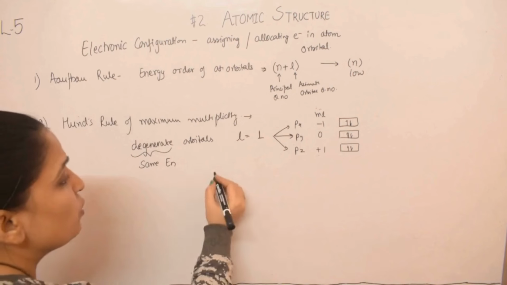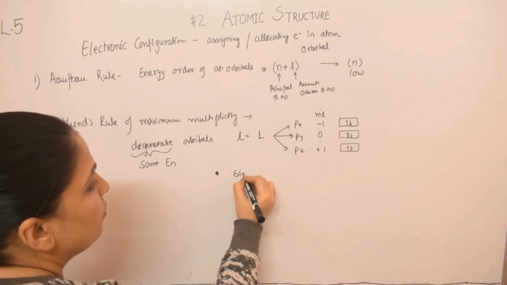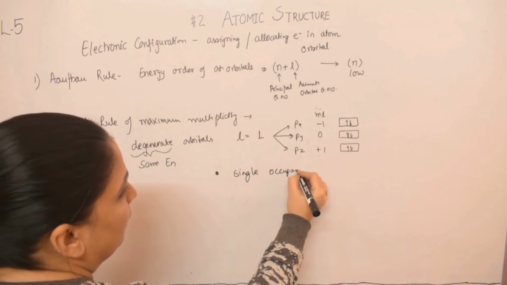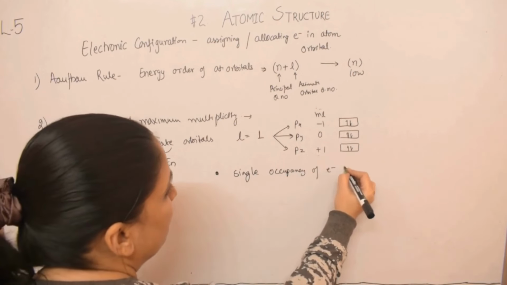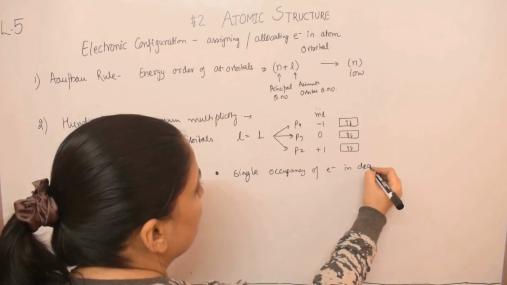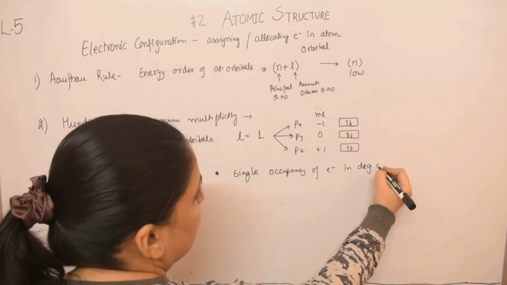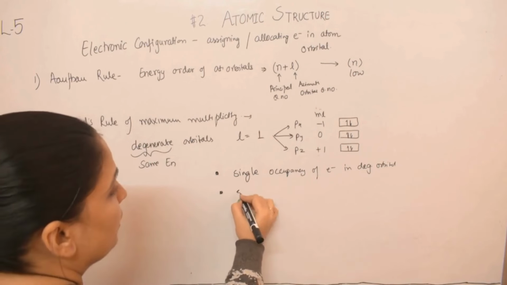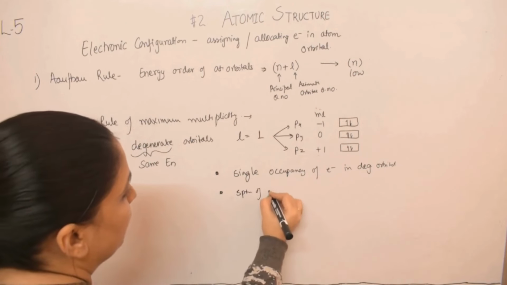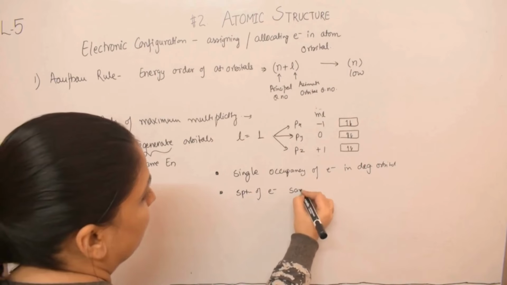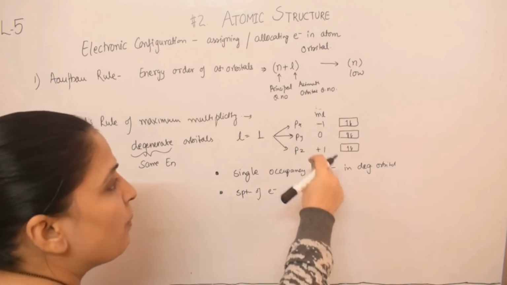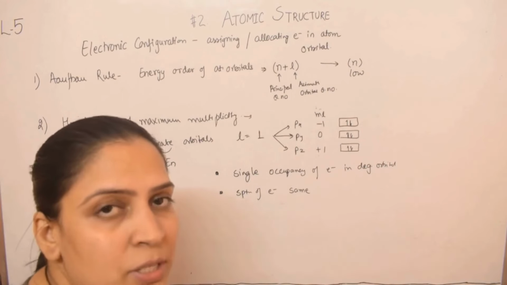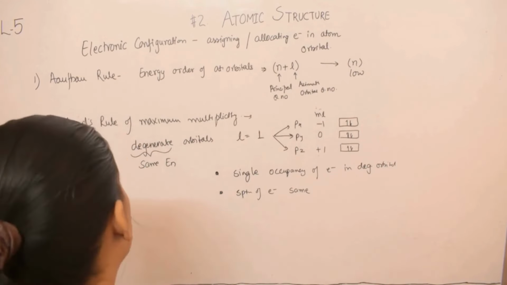So it has basically 2 rules. One rule is single occupancy of electrons in degenerate, or same energy, orbitals. Second is the spin of the electrons will be the same. So all will be up or all will be down. So same spin is present and singly occupied first.